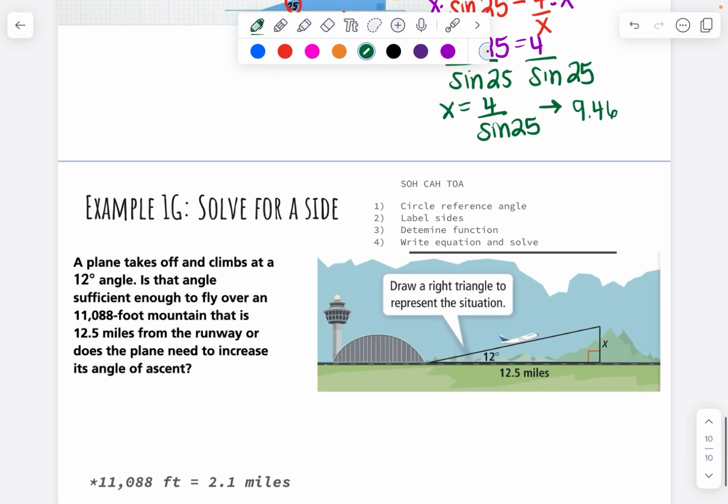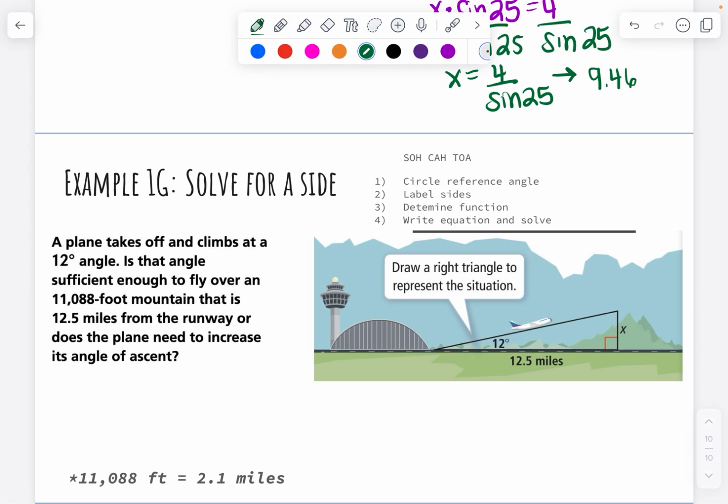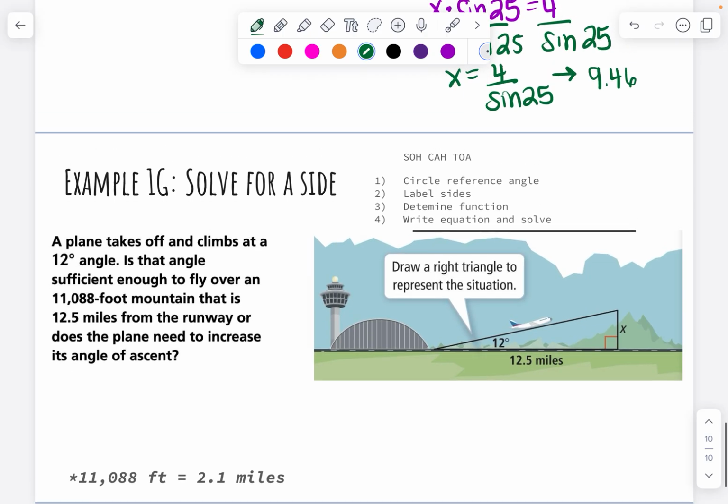So get one more. A plane takes off and climbs at a 12-degree angle. Is that angle sufficient enough to fly over an 11,088-foot mountain that is 12.5 miles from the runway, or does the plane need to increase its angle of descent? You should know that 11,088 feet is equal to 2.1 miles. So our answer then needs to be bigger than 2.1 if they're going to be able to make it over that mountain. So let's look here.